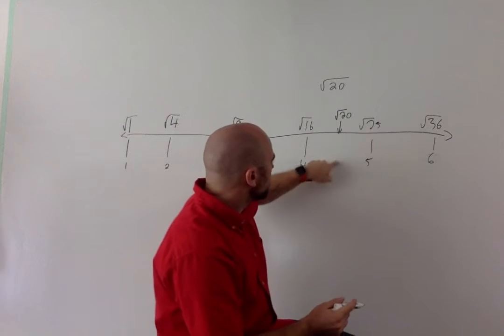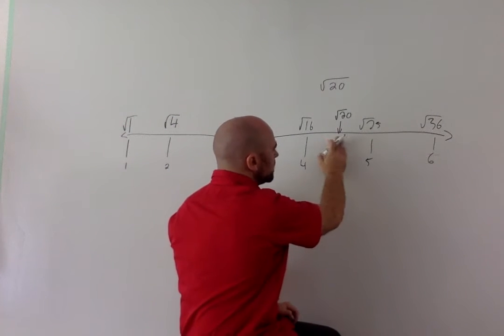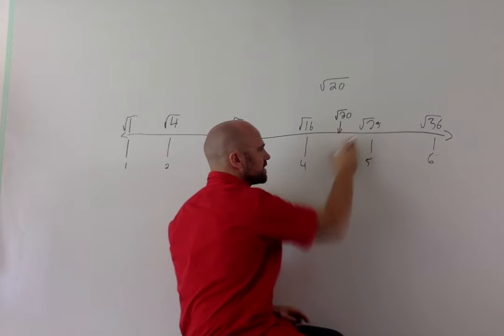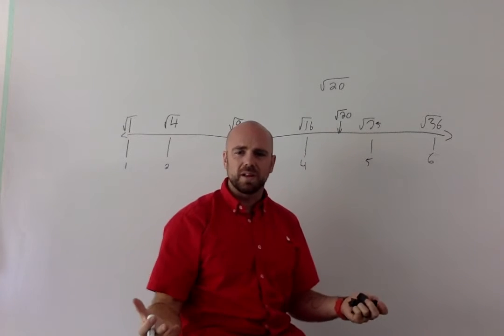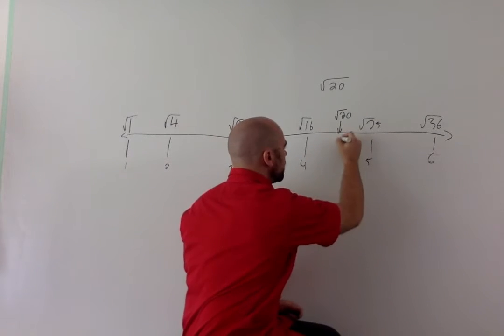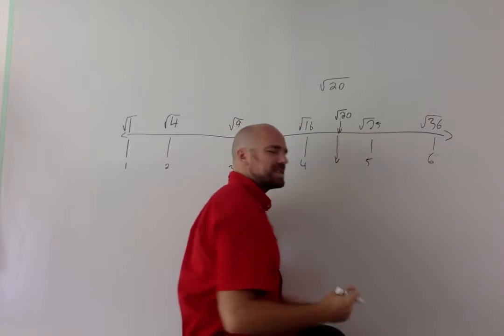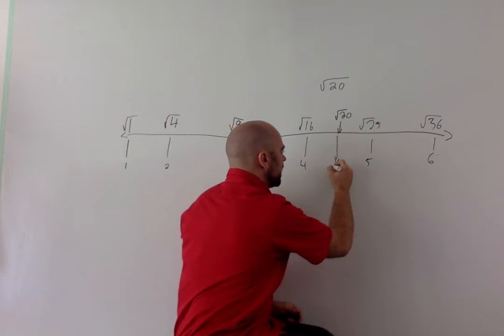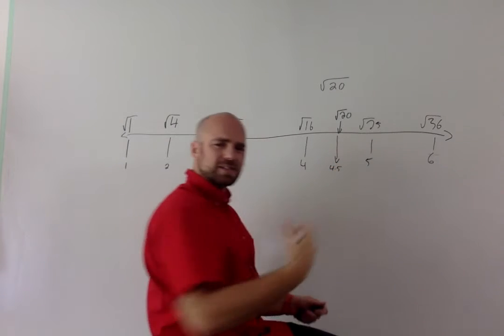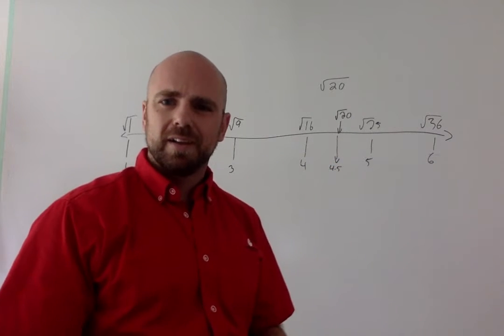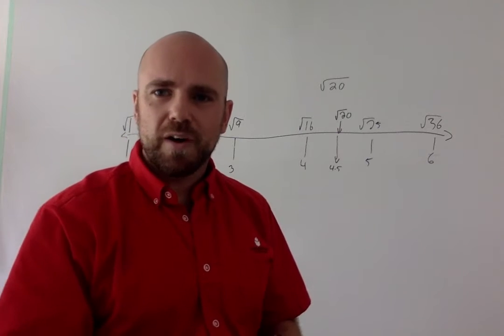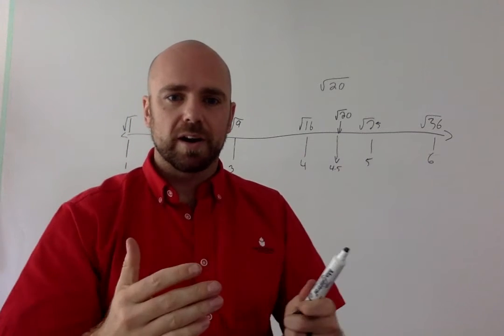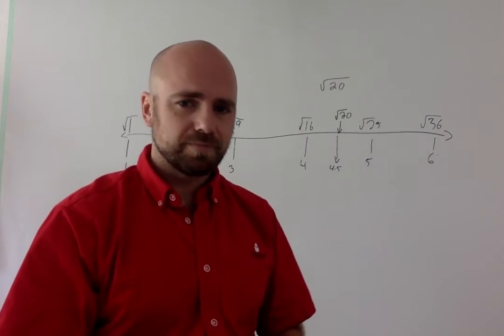So if it comes down here, it's a little bit closer to 16 than it is to 25, but it's almost right in the middle. It's pretty much right in the middle. So I'm going to make a guess and say that the square root of 20 is roughly 4.5, because that's where it would fall on my number line. It is about 4.5.